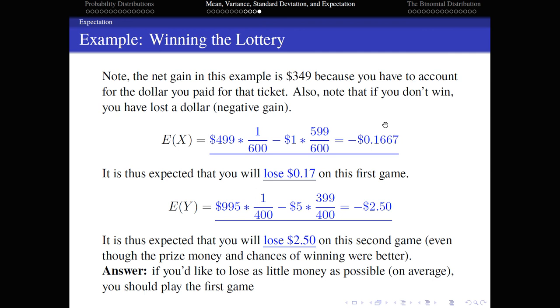This has discussed how we calculate mean, variance, standard deviation, and what is the expectation of a discrete probability distribution. Next, we'll jump into the binomial distribution, which has some similar but different rules for approaching these types of problems.